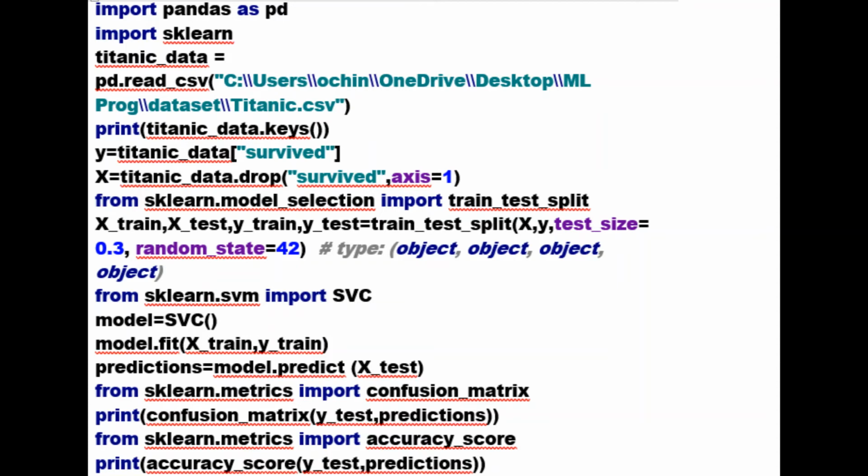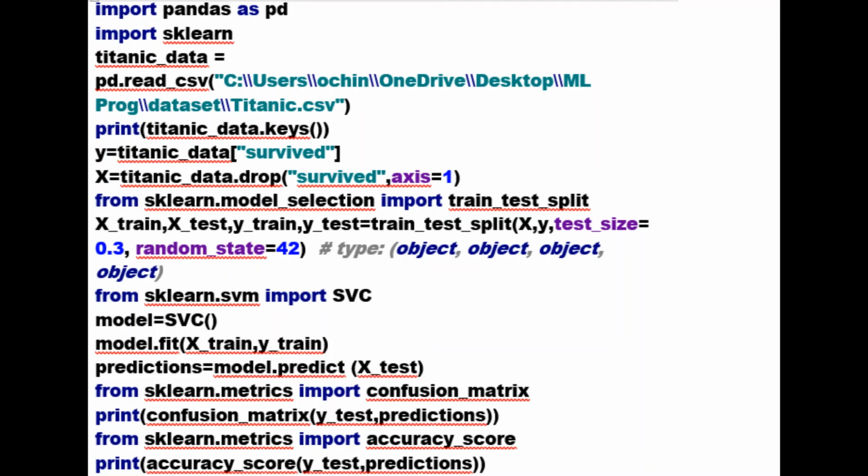X, y, test size is 0.3. That means 70% of the data rows will be considered as training data, and the remaining 30% of the data would be considered as test data. Next is from sklearn.svm import SVC. So we are importing the support vector machine algorithm, or model. You can choose any other machine learning model that is defined in the sklearn library. So we have given the name of the model as model is equal to SVC.